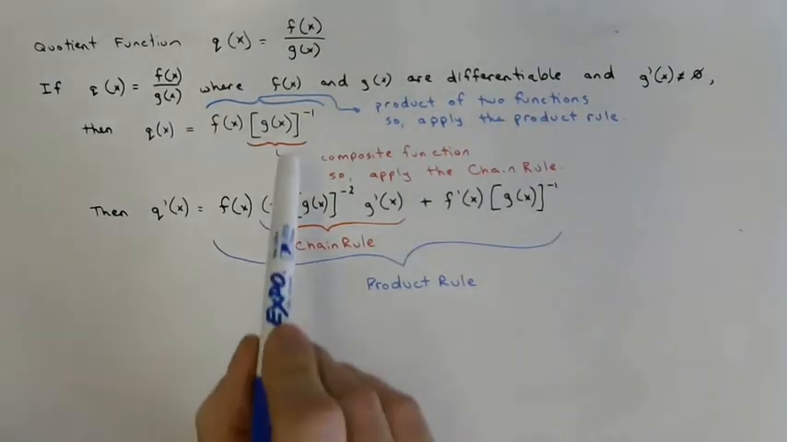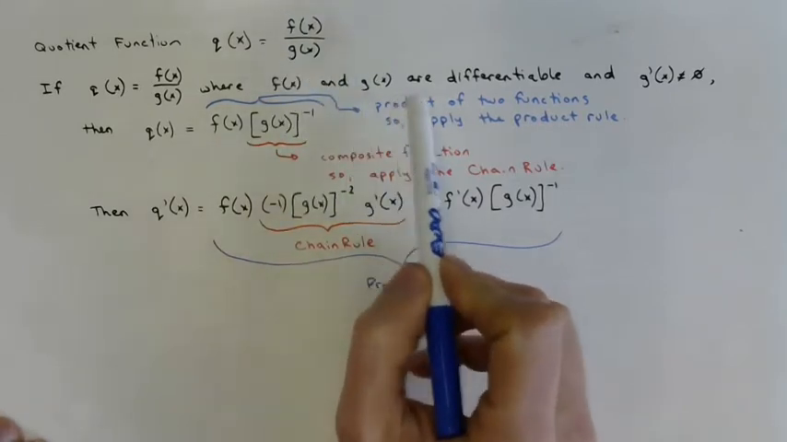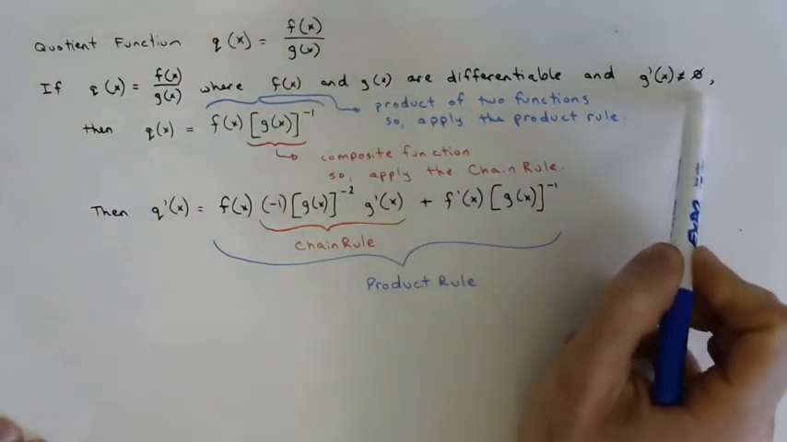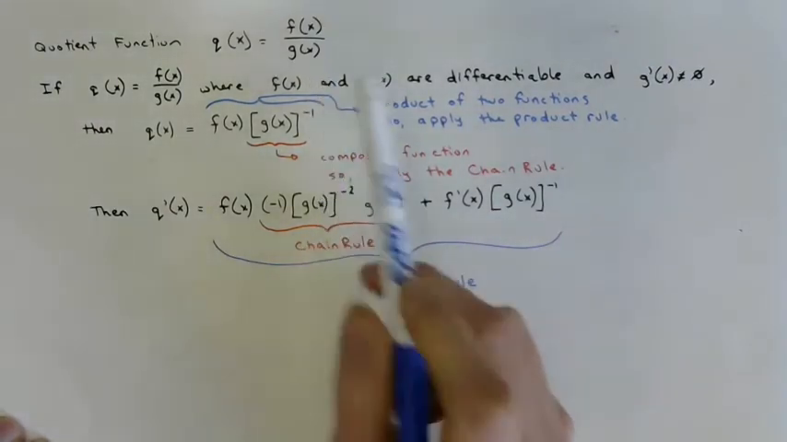At the same time, we're going to need to pay attention to what's happening to g of x, because g of x and its derivative cannot equal 0. So we're going to have some restrictions on g of x as well.